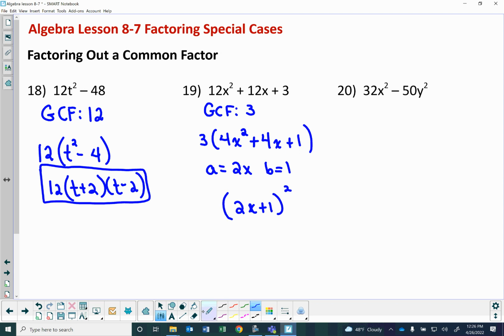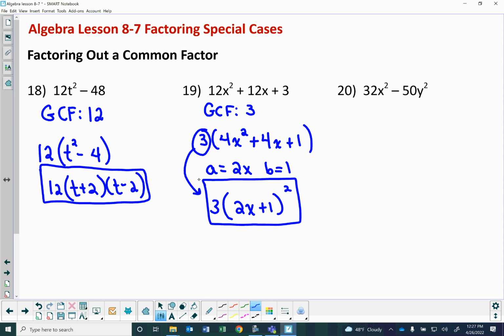That is the weirdest looking x I've ever made. Let's clean that up a little bit. There we go. 2x plus 1 quantity squared. Don't forget we took a GCF out, so we have to put that back in there. So we have 3 parentheses 2x plus 1 quantity squared. Or you could write it as 3 parentheses 2x plus 1 times 2x plus 1.